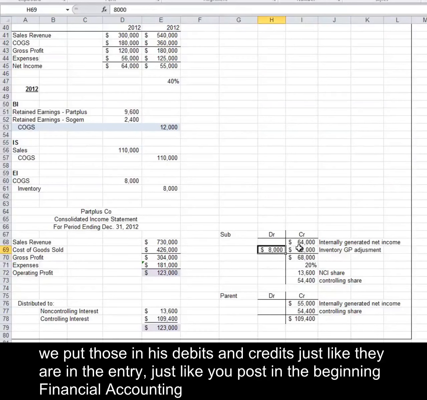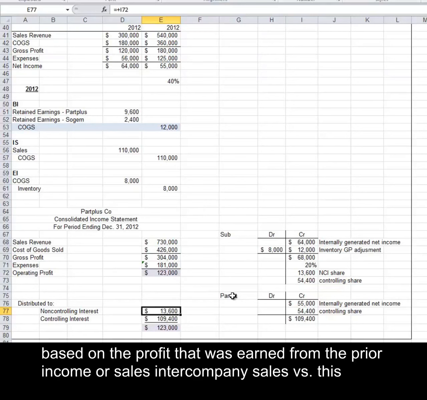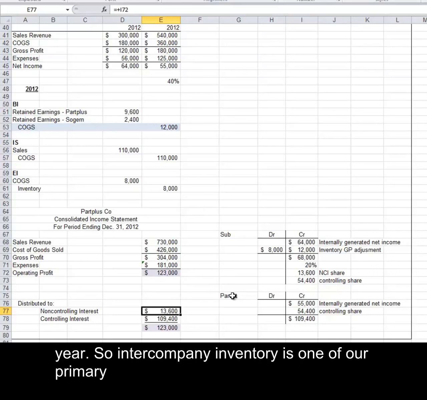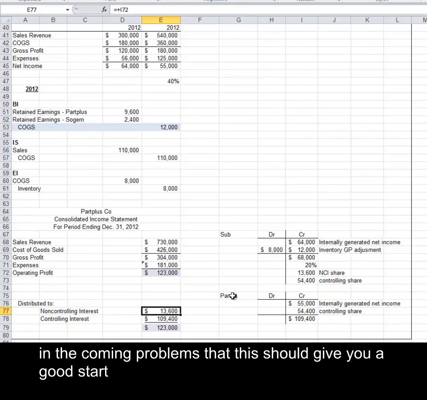We put those in as debits and credits just like they are in the entry, just like you post in beginning financial accounting. And we now have reconciled our allocation, and you'll see the NCI now has a different allocation based on the profit that was earned from the prior income or sales, intercompany sales versus this year. So intercompany inventory is one of our primary intercompany events that we have to consider. We're going to incorporate this into the worksheet in the coming problems, but this should give you a good start.